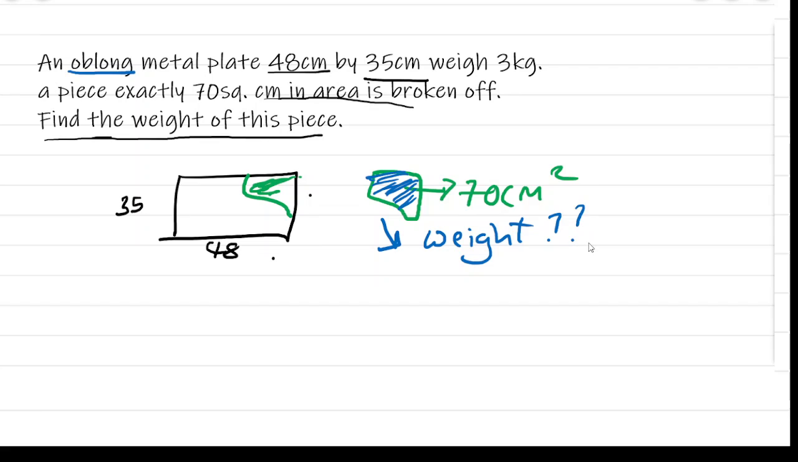So what is the weight of this piece that has been broken off from this metal plate? The way to do this is to see why this 3 kilogram was put there. Well, this 3 kilogram is related to this main plate, the complete plate without the side breaking off. Let us find the area and express the area in terms of the weight.